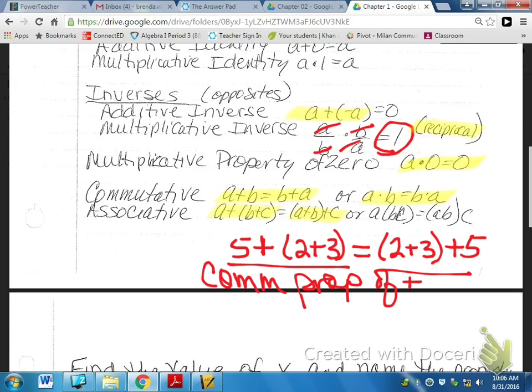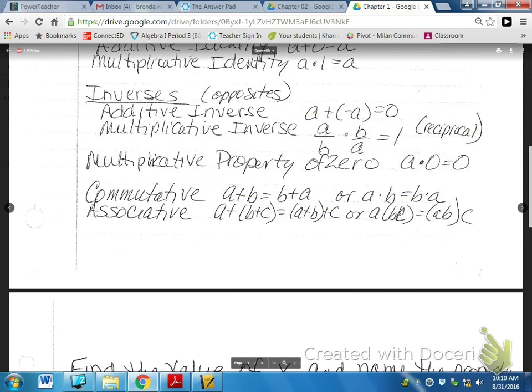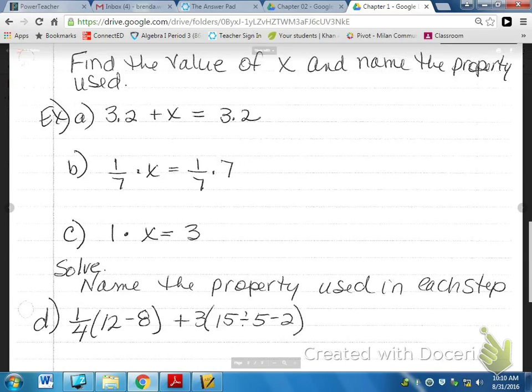When we do it, will we have to put like in the end of it, like this is commutative property? You'll have to write it out, and yes, if it's addition or multiplication, and you may use abbreviations, but yeah, you do have to write it out like that. Okay. All right, so let's look at some examples now. This says, find the value of X and name the property used.